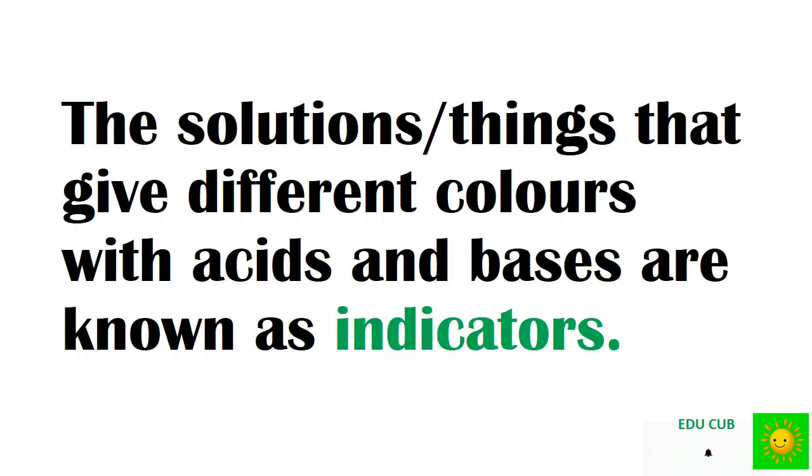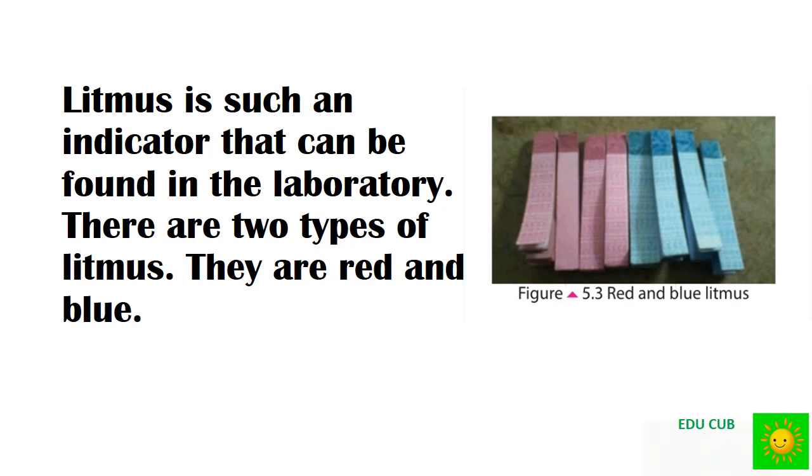So, things that give different colors with acids and bases are known as indicators. What do you mean by indicators? The solutions or things that give different colors with acids and bases. I have given you a picture. It's litmus. Litmus is such an indicator that can be found in the laboratory.